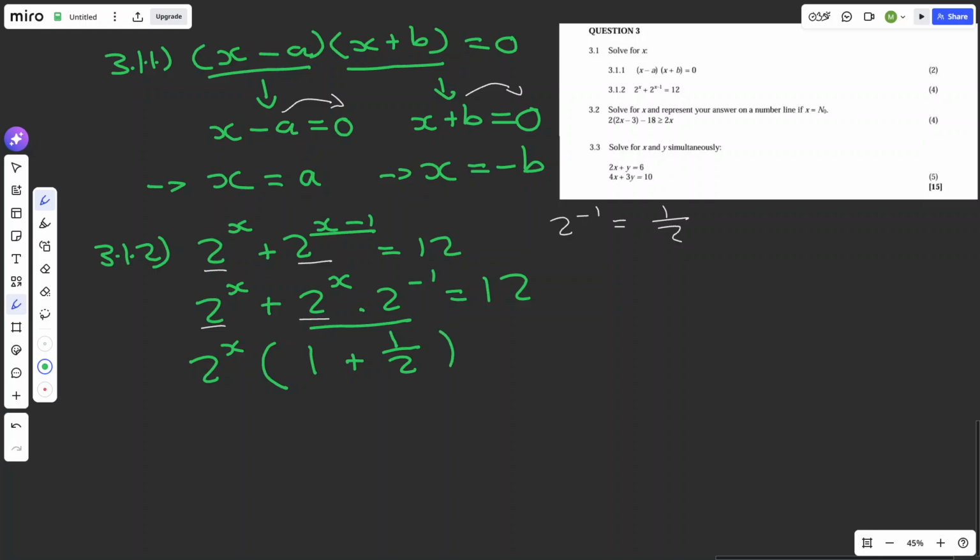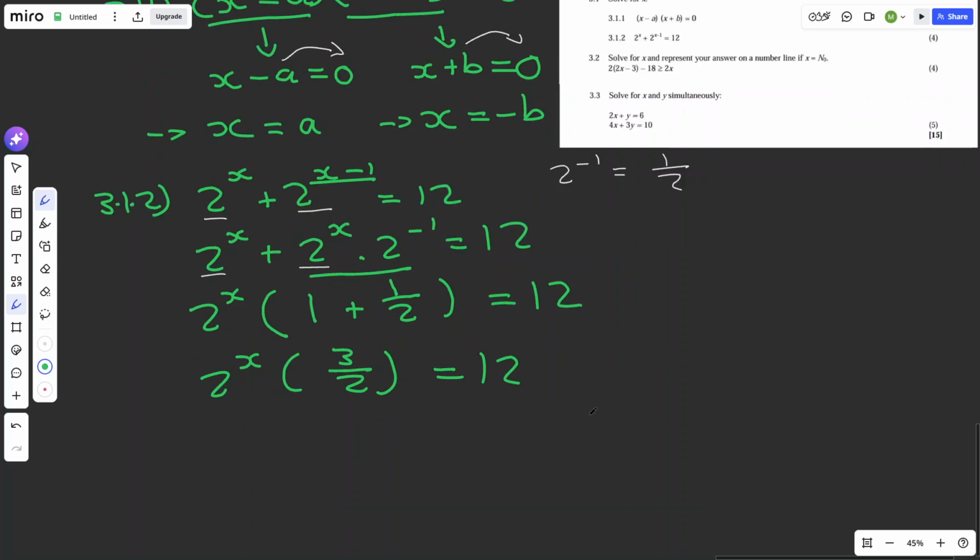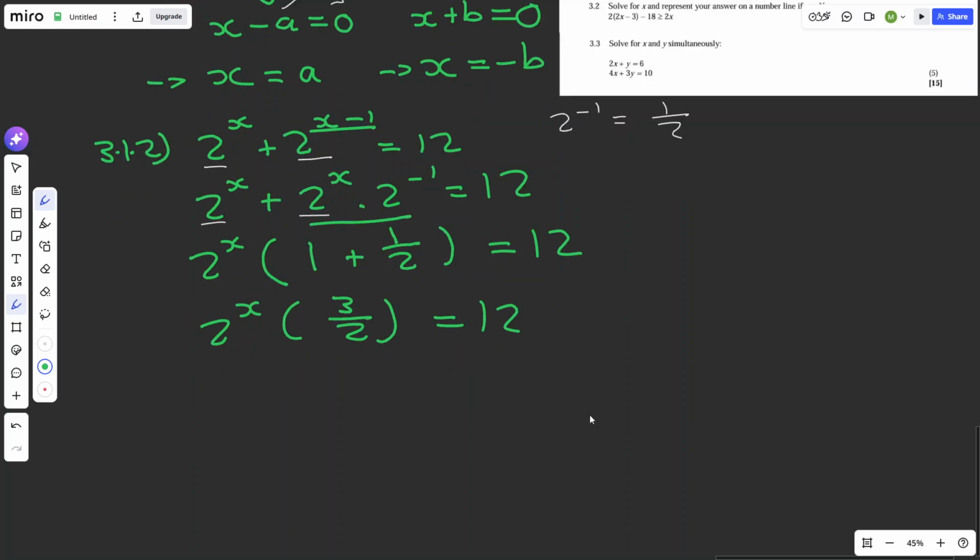So now we have that, right? And then we equate it to 12. So now let us simplify this. So we're going to have 2 to the power of x, and then inside here we'll have 3 over 2, which is equal to 12. Okay then, so now the next part we can see here is we can actually divide both sides by this part here, 3 over 2. That way it's going to cancel it from the left-hand side.